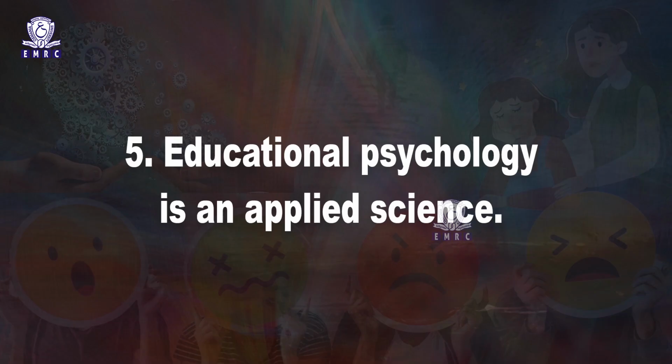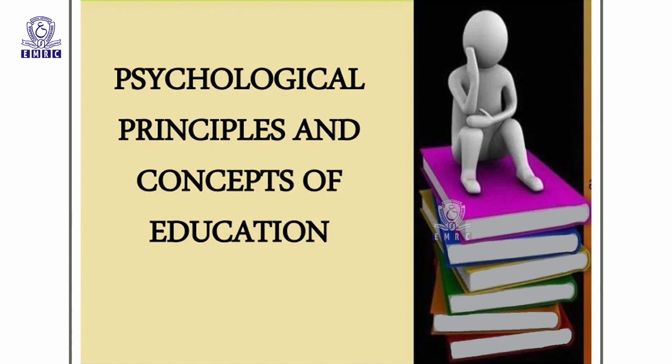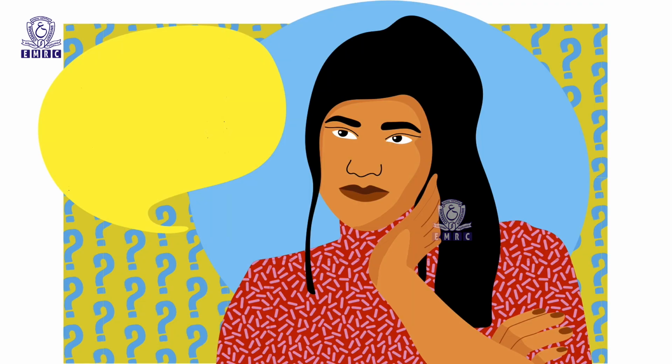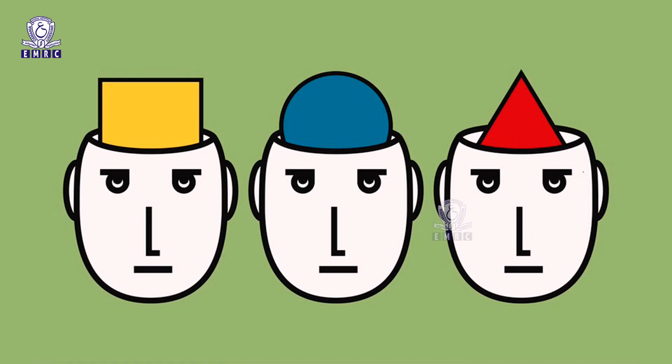Next point in the nature is educational psychology is an applied science. It is the application of psychological principles in the field of education. By applying the principles and techniques of psychology, it tries to study the behavior and experiences of the pupils. As a branch of psychology, it is parallel to any other applied psychology.